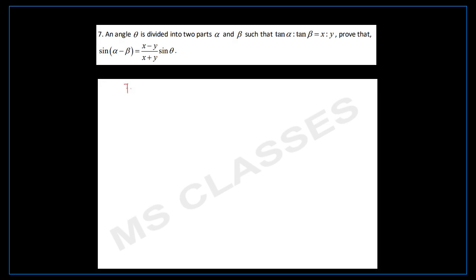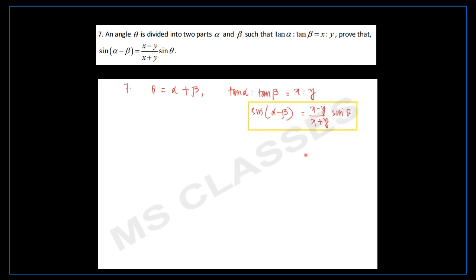It is given there is an angle theta. It is divided into two parts. So I take the parts as alpha and beta. So theta equal to alpha plus beta. And then they have given that tan alpha is to tan beta equal to x is to y. Now, what we have to prove? We have to prove here sine alpha minus beta equal to x minus y by x plus y into sine theta. Now, this is we need to prove.